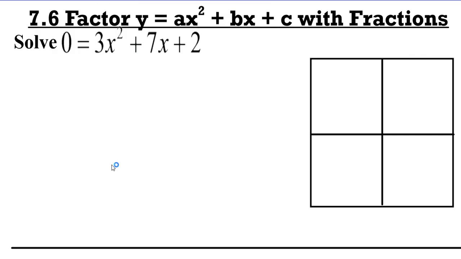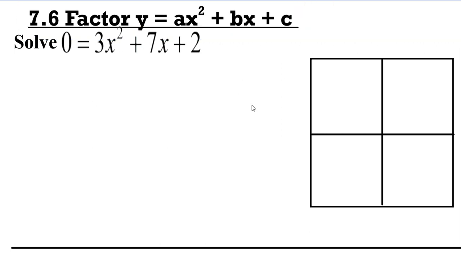Here's the very first section. At the top of the very first section, the title would be factoring y equals ax squared plus bx plus c. So that was the goal, to be able to factor when we had equations where the number out front was not a 1. So 7.6 was factor y equals ax squared plus bx plus c.